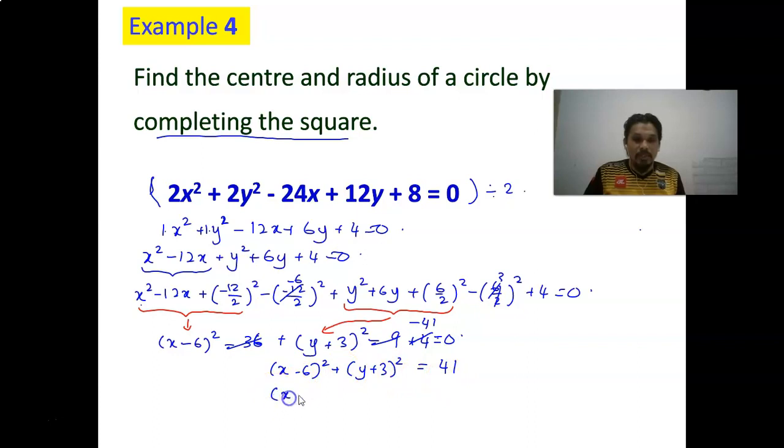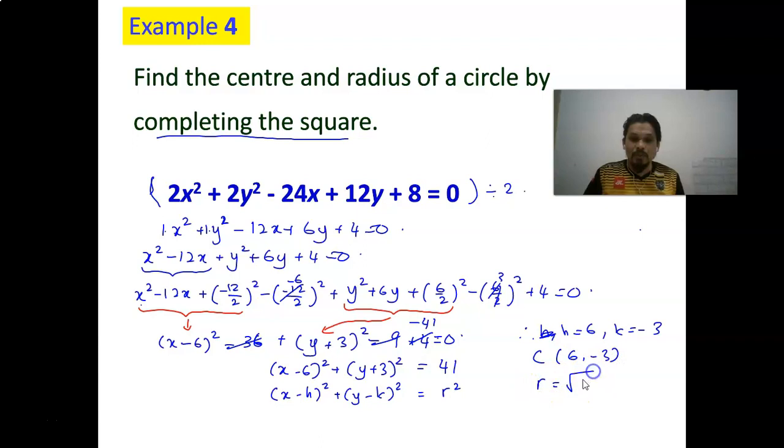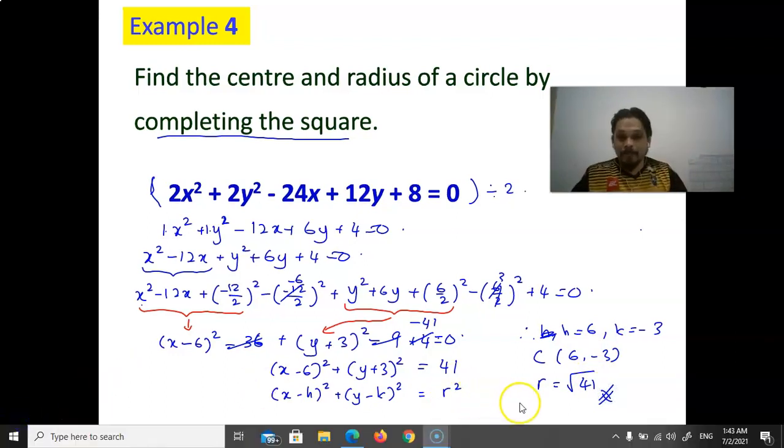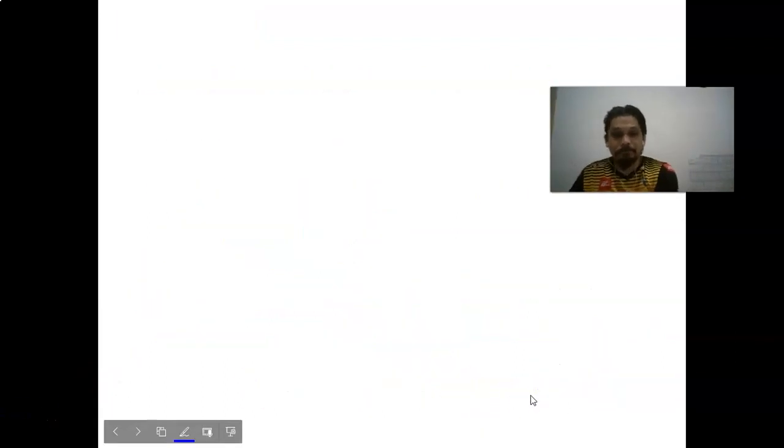Let's compare with (x minus h) squared plus (y minus k) squared equal to r squared. So then h equal to 6, k equal to negative 3, which means that the center is (6, -3), and r equal to square root of 41. There you go.